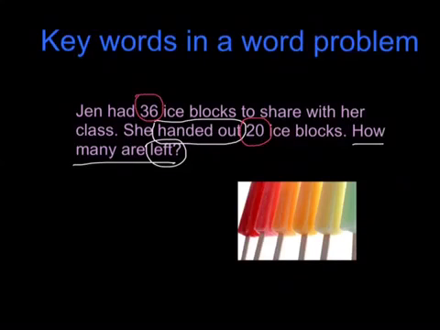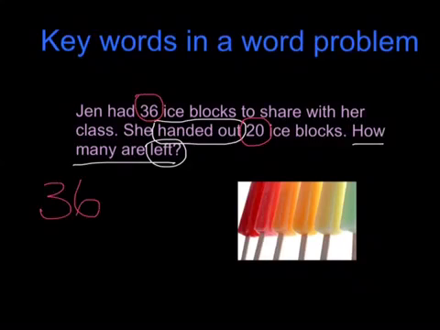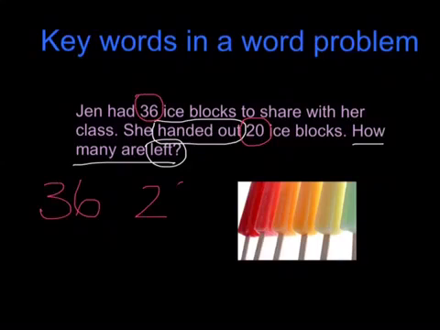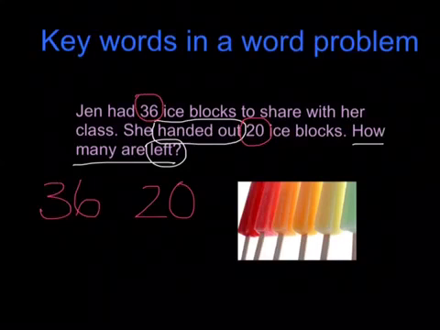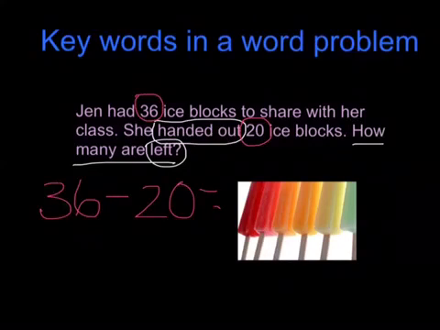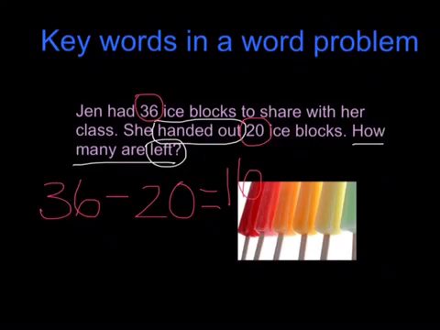That's right. We start with the number that she started with. So she had 36 to begin with. Then she handed out 20. So that means take away, subtract. Can you remember the symbol? That's right. So 36 take away 20 equals. And then we would figure out the answer. I can do that one quickly in my head. The answer would be 16 ice blocks left.